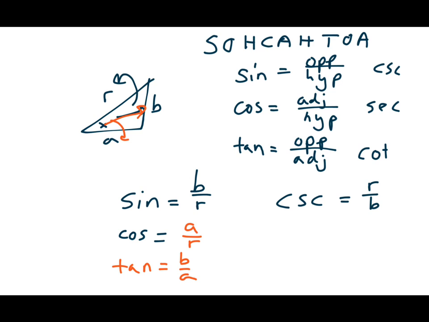Cosecant of x is r over b. There should be an x on all of these. Sorry. Secant of x is r over a, and then cotangent of x is a over b.